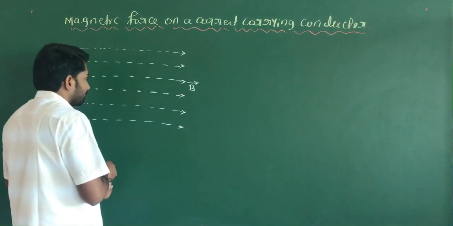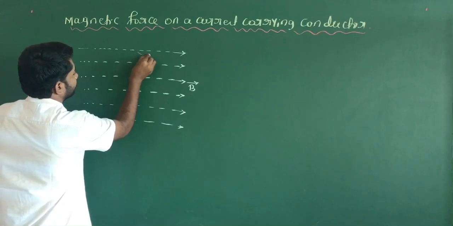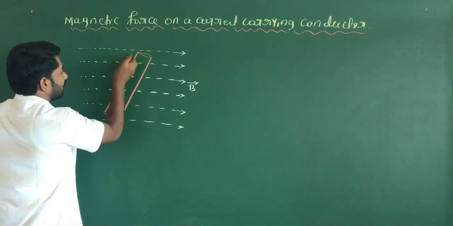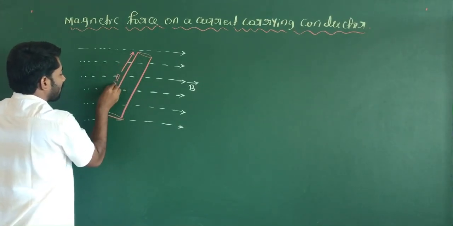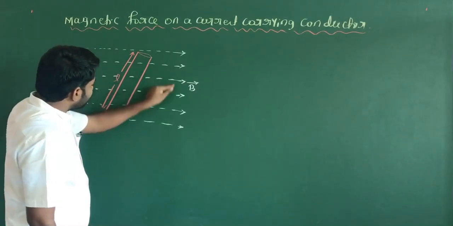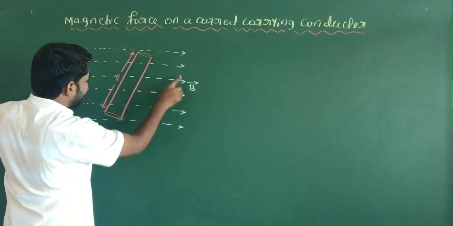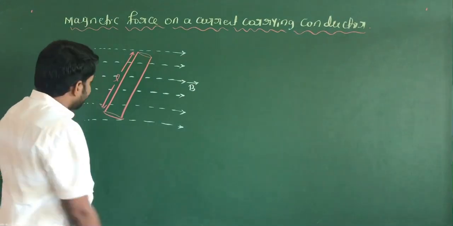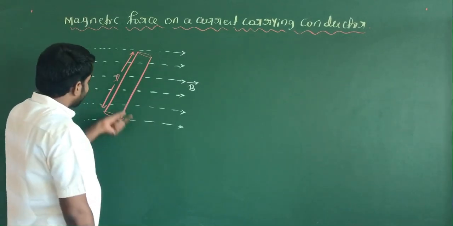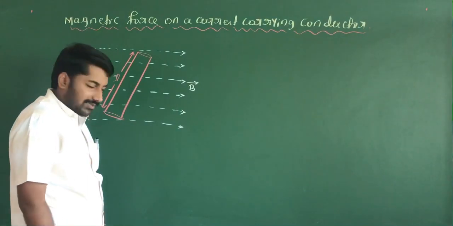Now I consider a current carrying conductor. This is the current carrying conductor. L is the length of the current carrying conductor. This current carrying conductor is placed in the region of an external uniform magnetic field. In this uniform magnetic field, now I place the current carrying conductor.